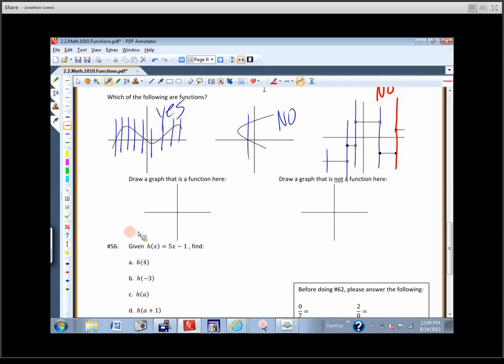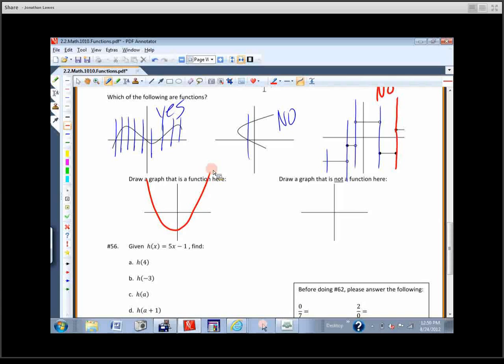Simple line. Is that a function? Yep, because every vertical line would only intersect at once. What about some graphs that you might be a little more familiar with? What about something that's this shape? That would be a function.